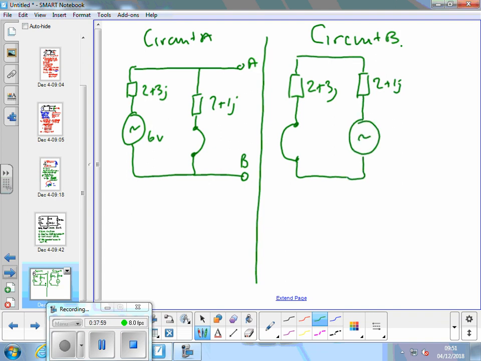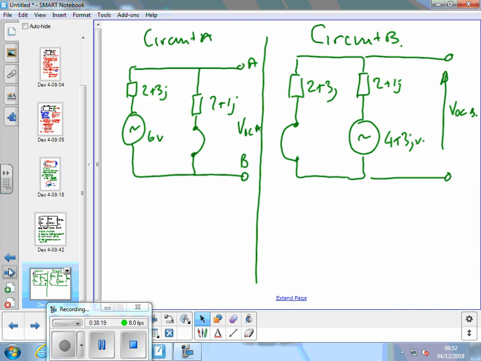And that is 4 plus 3J volts. And we're looking for VOC B, VOC A. Superposition says if we find both of them and add them together, we'll have the overall open circuit voltage.